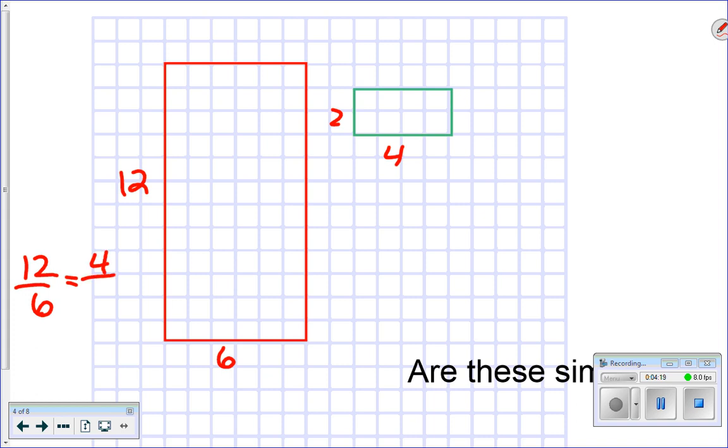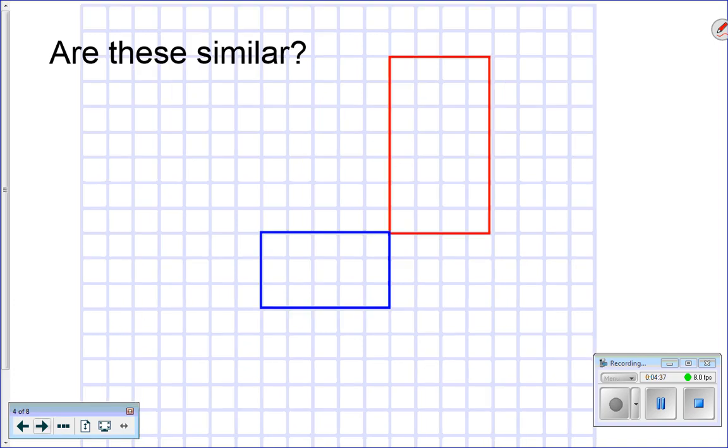4 and 2. Are they similar? Yes. How do you know? I could divide by 3, or I could multiply them and they equal 24. So there are many ways to tell. Whatever Maddie uses and what Carver uses might not be the same thing, as long as they get the right answer. Okay? Here's another one.